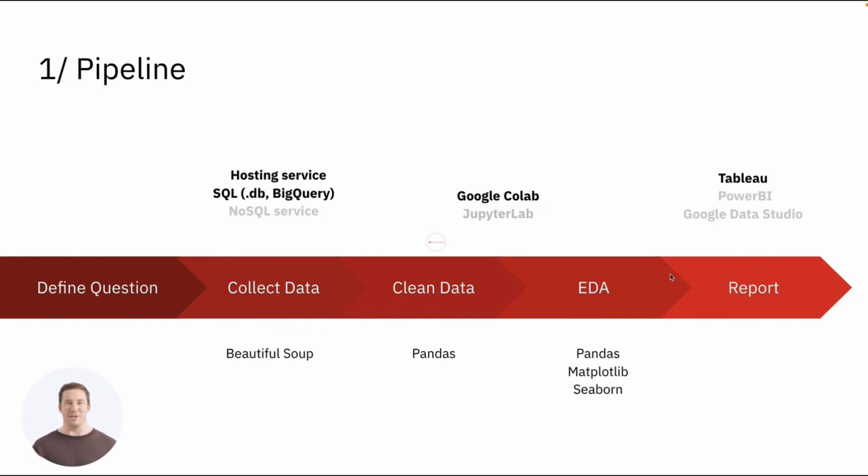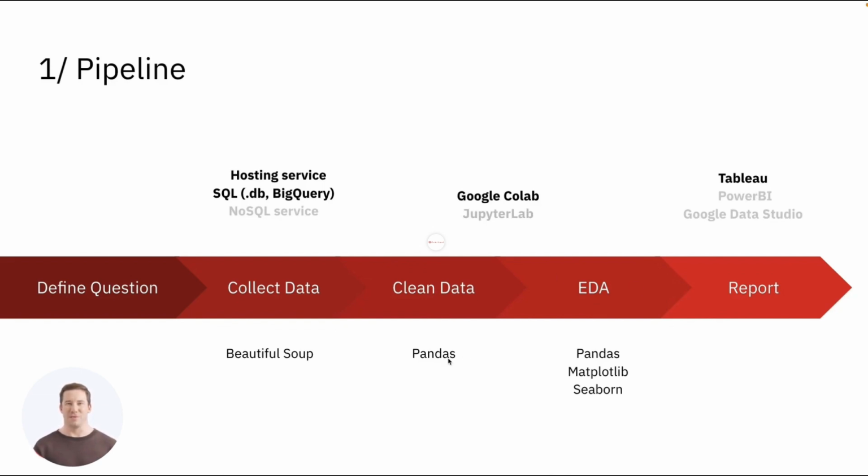We also have Python library tools that will help you work on it. For example, in the data collection process, as you have learned in the Python module, you have the Beautiful Soup library which helps you to scrape data. You can collect data from the internet. In the clean data and EDA part, when working on Google Colab, we will use the Pandas library for data analysis. In addition, we also have the Matplotlib library and the Seaborn library to help you visualize data.